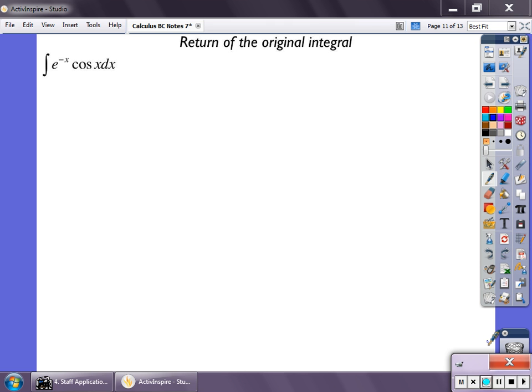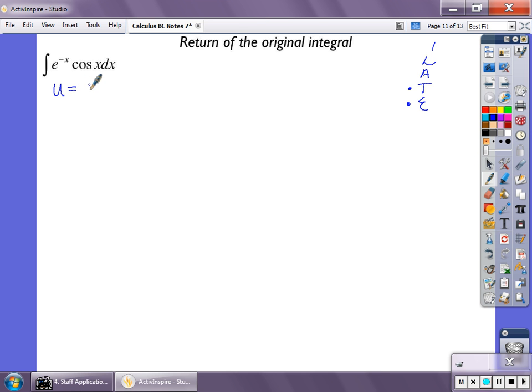Okay, return of the original integrand. We have the integral of e to the negative x cosine of x dx. Looking at our ILATE, we have both a trigonometric function in the cosine of x, and an exponential function in e to the negative x. So we're going to let u be the trigonometric function cosine of x, and dv be the exponential function e to the negative x, and we always throw our dx in with the dv. du is going to be negative sine of x dx, and v is going to be negative e to the negative x.